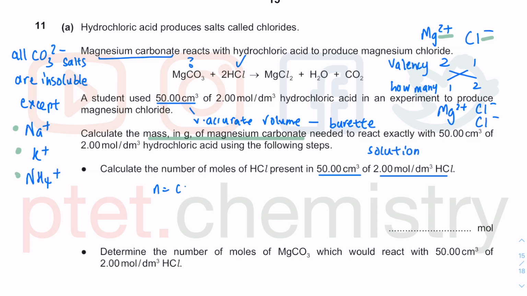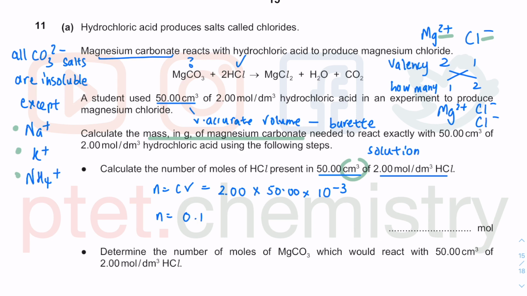So n equals c times V. So the c is 2.00 mole per dm cube, but the volume there is in cm cube. So that is 50.00 divided by 1,000, which, if you have done normal mathematics before, is actually times 10 to the minus 3. You press this on the calculator by pressing 50.00, the EXP button, and then the minus 3 there. So me doing that, I get 0.1.